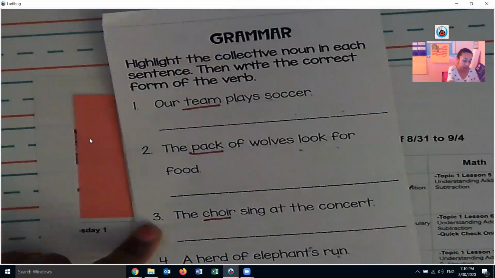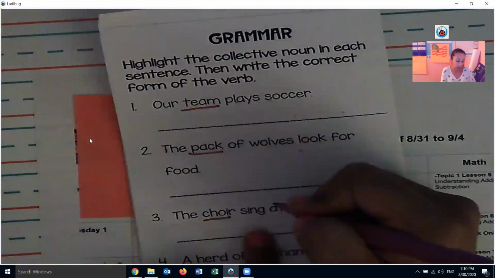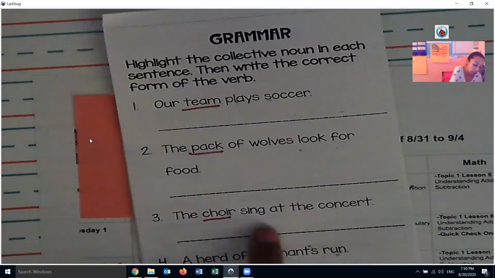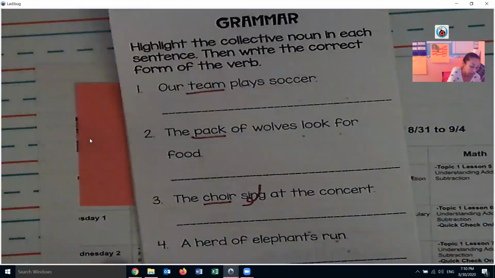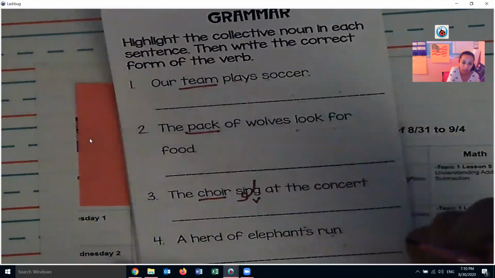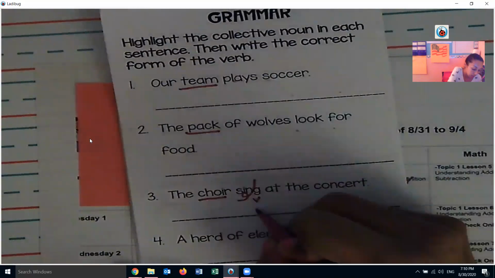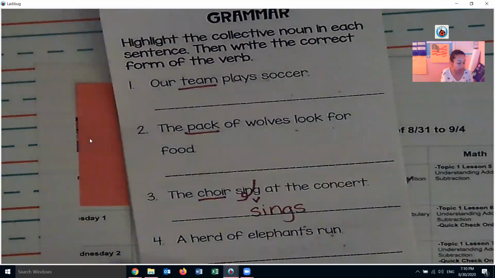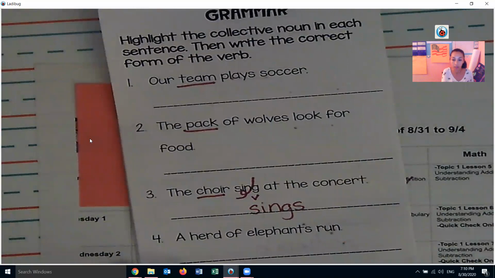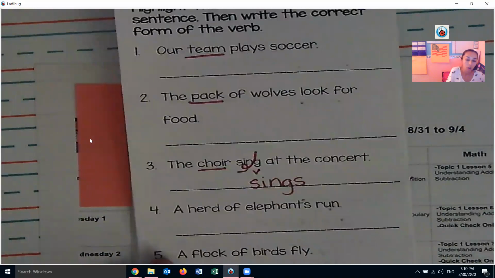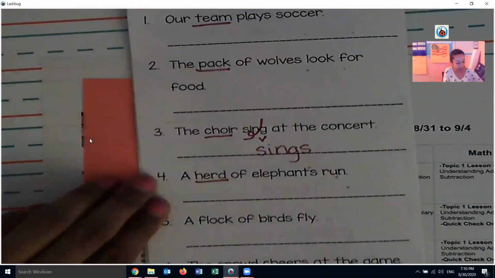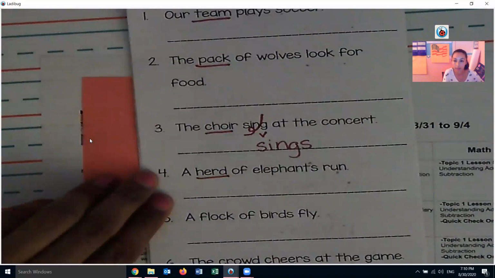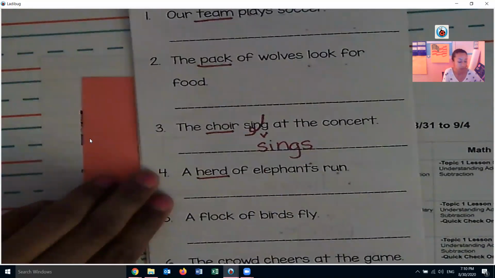The choir, this is where we'll have to change one. Instead of the choir sing at the concert, I'm going to make a loop here, like an editing mark, and do that downwards caret again. I guess we could have just added an S after sing. The choir sings at the concert. A herd of elephants run. So this one we don't want to add S. A herd of elephants runs.